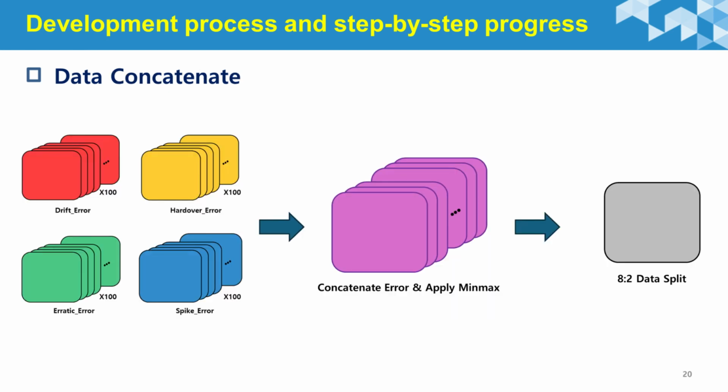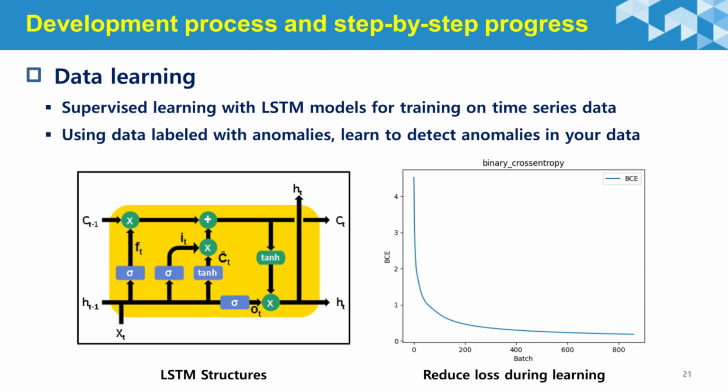We then merged the 100 generated data into one, and split it into training and test data in an 8 to 2 ratio. The training data was then used to train the LSTM model, and the labeled data was trained to detect anomalies. On the left is the structure of the LSTM model, and on the right is a graph showing the decrease in loss during training.